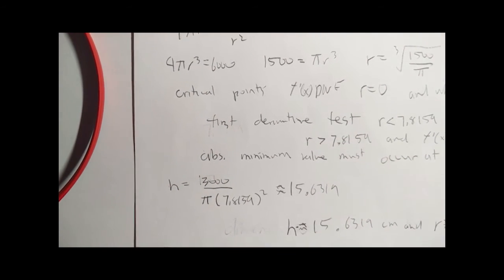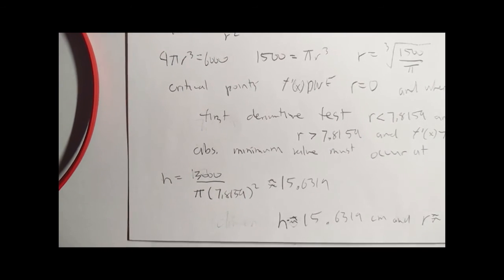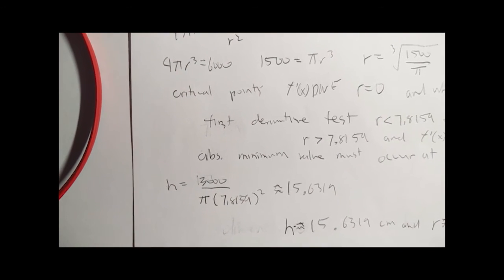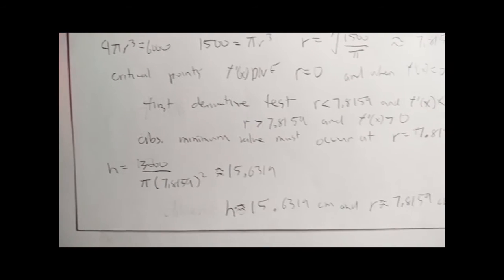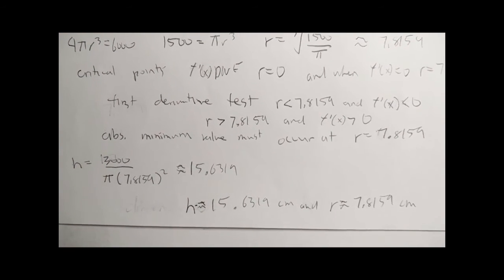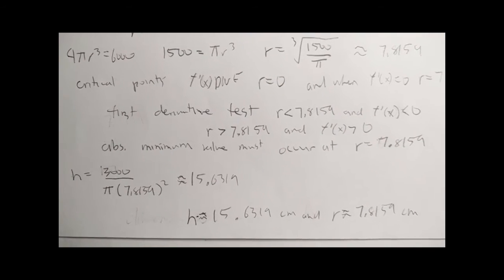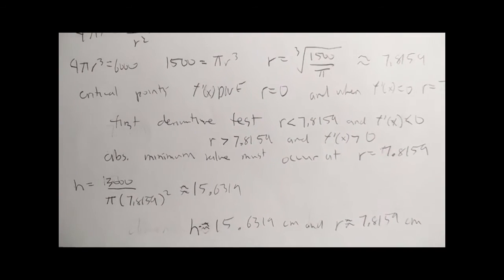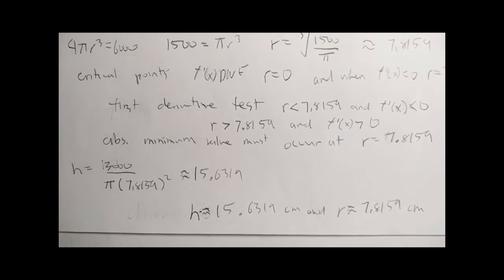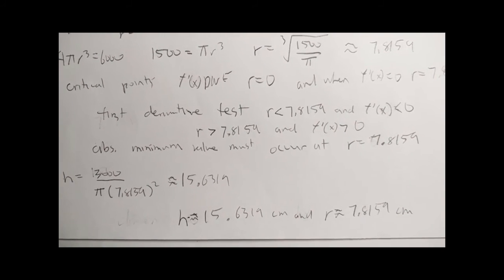Then all we need to do is solve for h using r by plugging it back into the original equation, and we get the dimensions, which are h is about 15.6319 centimeters and r is 7.8159 centimeters.